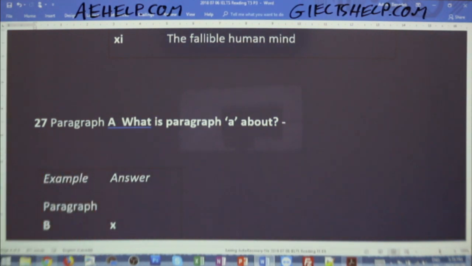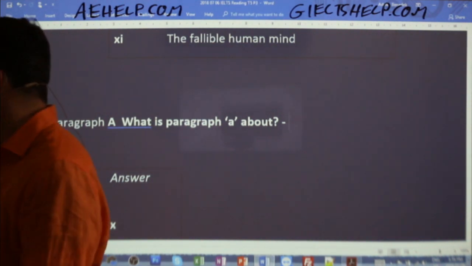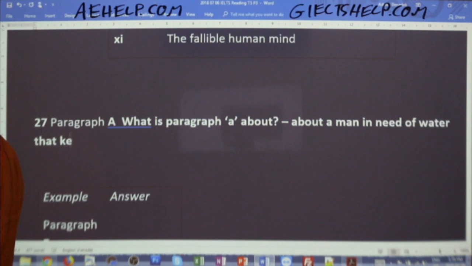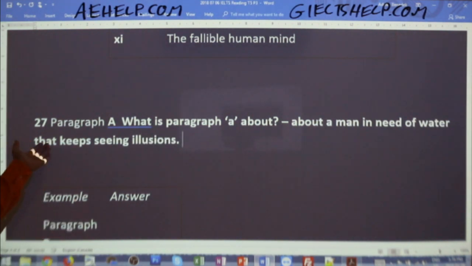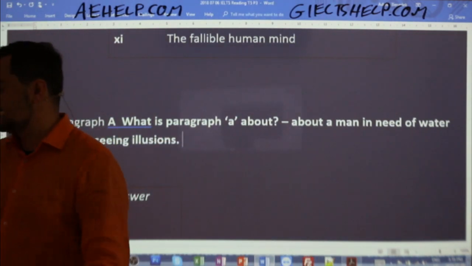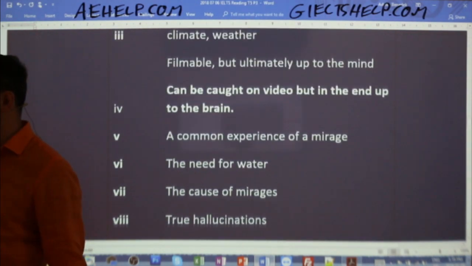About a man who needs water? Sure. About a man who needs water and keeps seeing things in the desert? It's a long one, but that's my answer. So what is paragraph A about? About a man in need of water that keeps seeing illusions. That's what it's about. Okay, so what is the correct answer then?